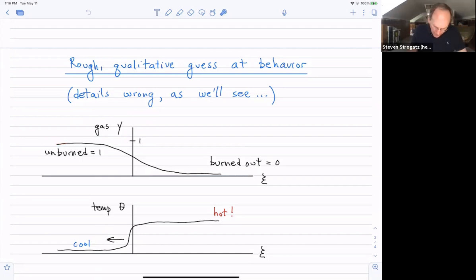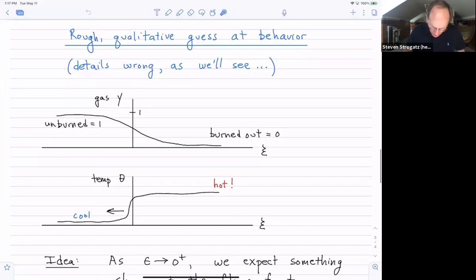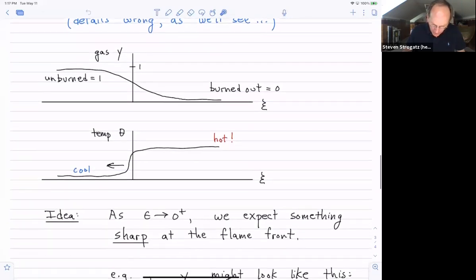And as far as temperature, the temperature will be at some reference level, which I think we set to one over here, but it'll be zero far out at xi equals negative infinity. So we're seeking a traveling wave with those boundary conditions. And I think at that point, I'm ready to start writing some new stuff.